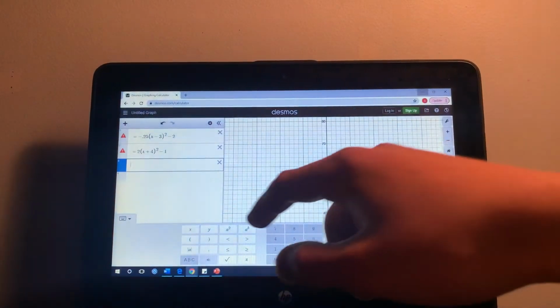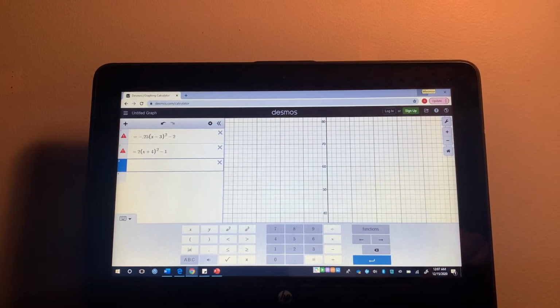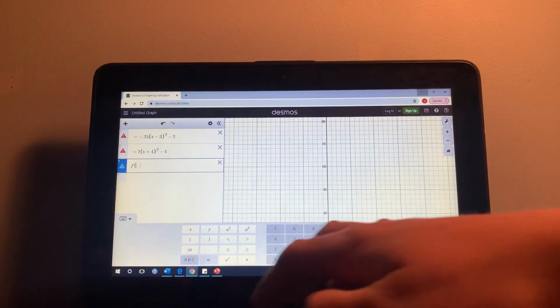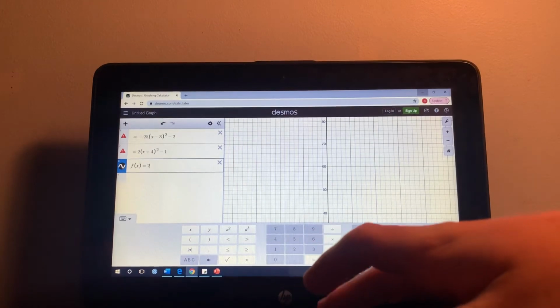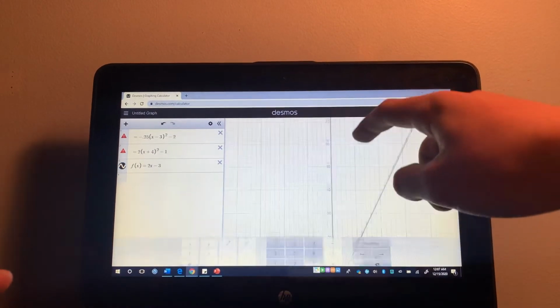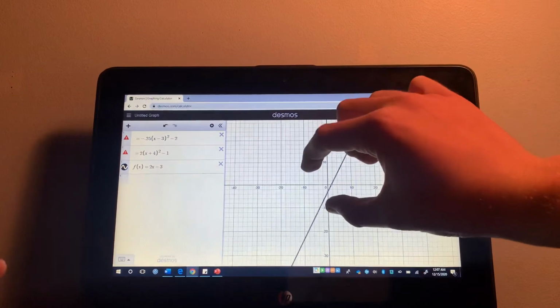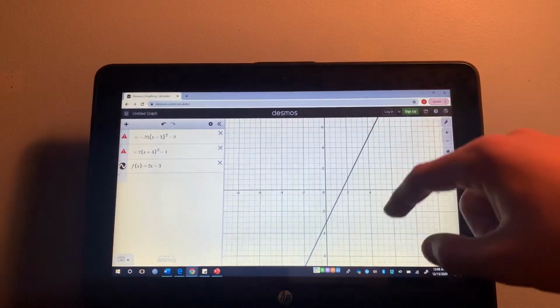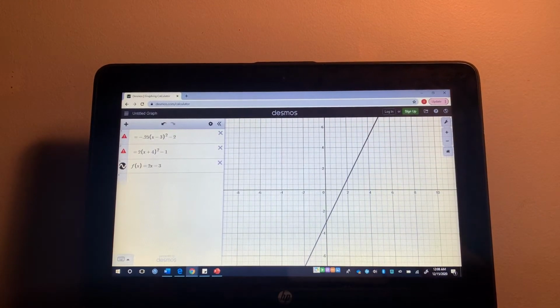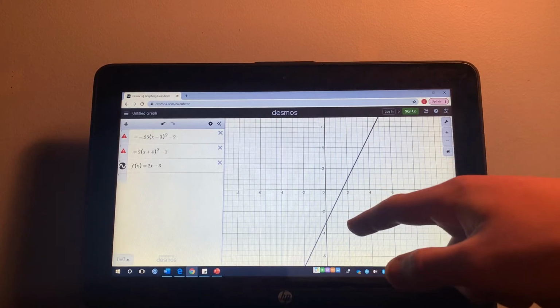Now, since I said I was going to go over one linear function, I'll just type in f of x equals 2x minus 3. Let me go down over here and zoom in. As we see, the y-intercept is -3, and we have 2x. So we go over 1, up 2, or up 2 over 1, which is just 2.